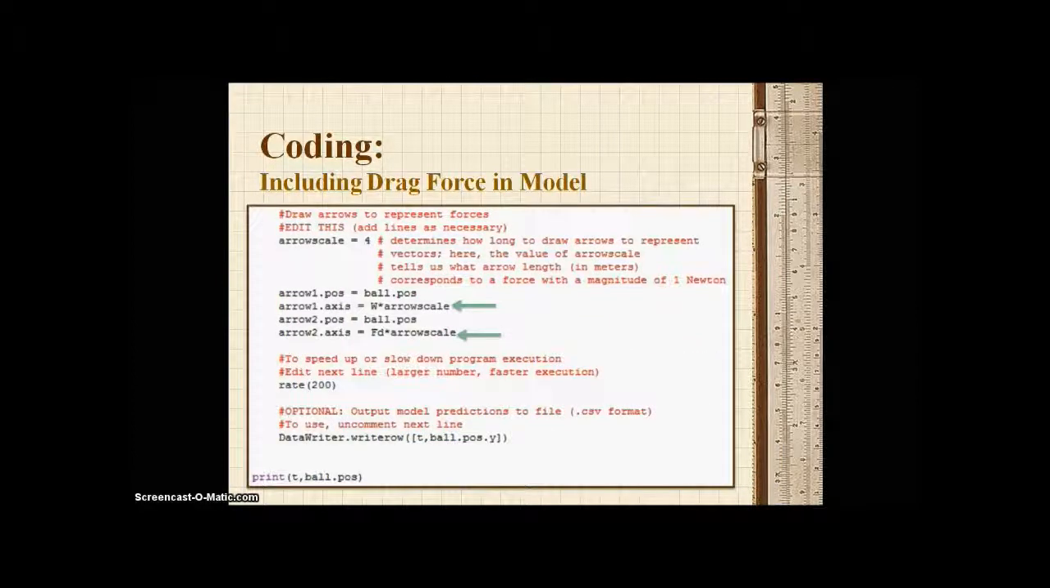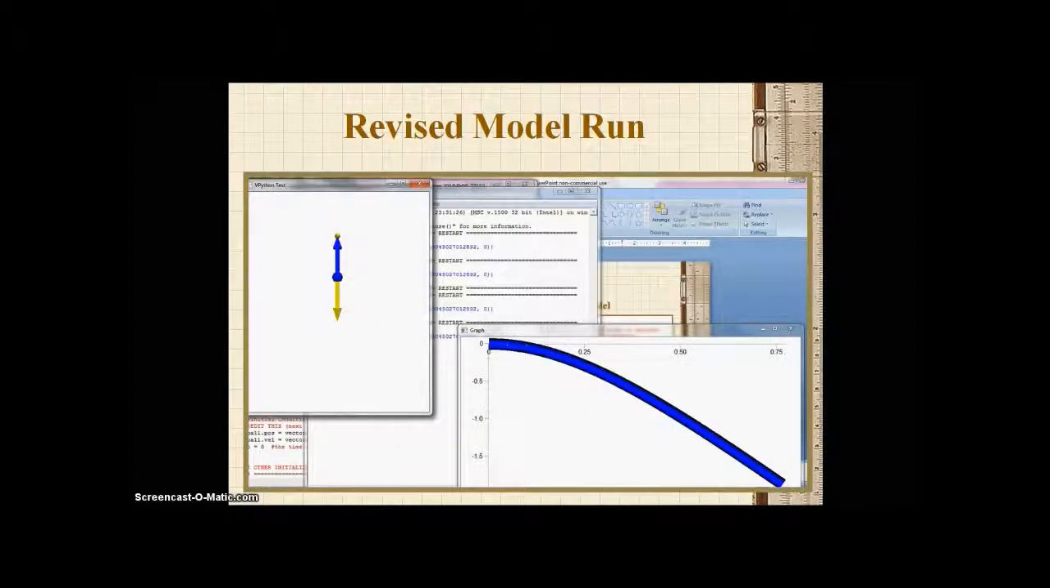We also included arrows to represent force vectors. Here's the code for that. Now we can finally compare the predictions of our revised model with the original experiment data. When we run this revised computer model, as the object falls, the yellow arrow represents the weight force, while the blue upwards arrow opposing the direction of motion represents the drag force.